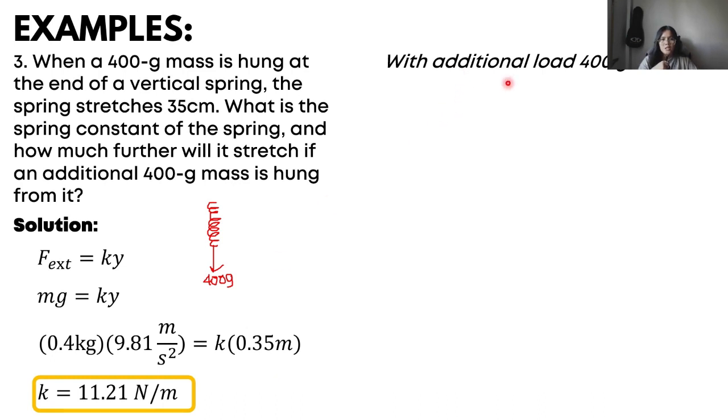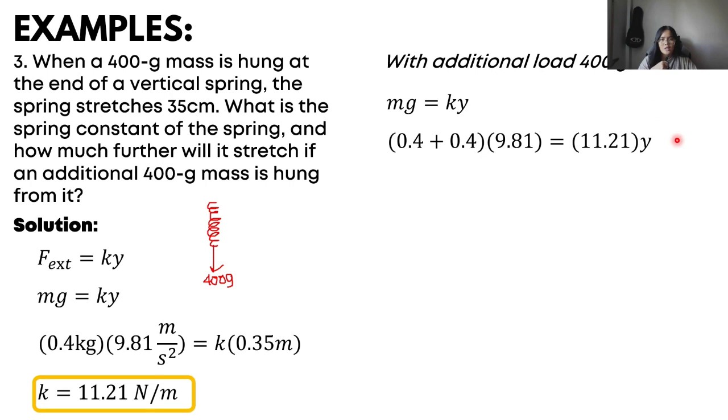And then, for additional load na 400 grams, i-plus nyo lang yung grams. Okay? So, given na 0.4 kilograms, plus may additional ulit na 400, times 9.81, and then i-multiply nyo yung spring constant na nakuha natin, makukuha ay 0.75.